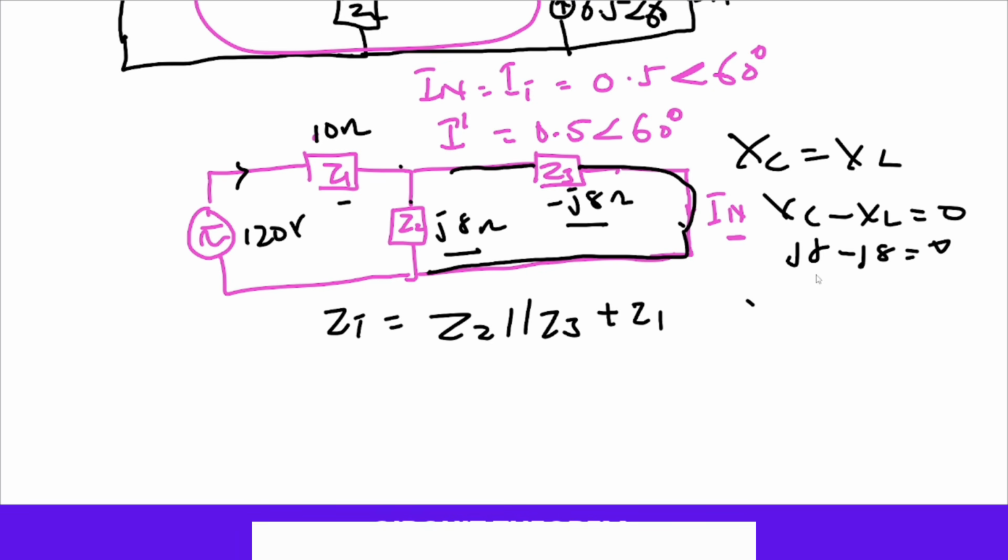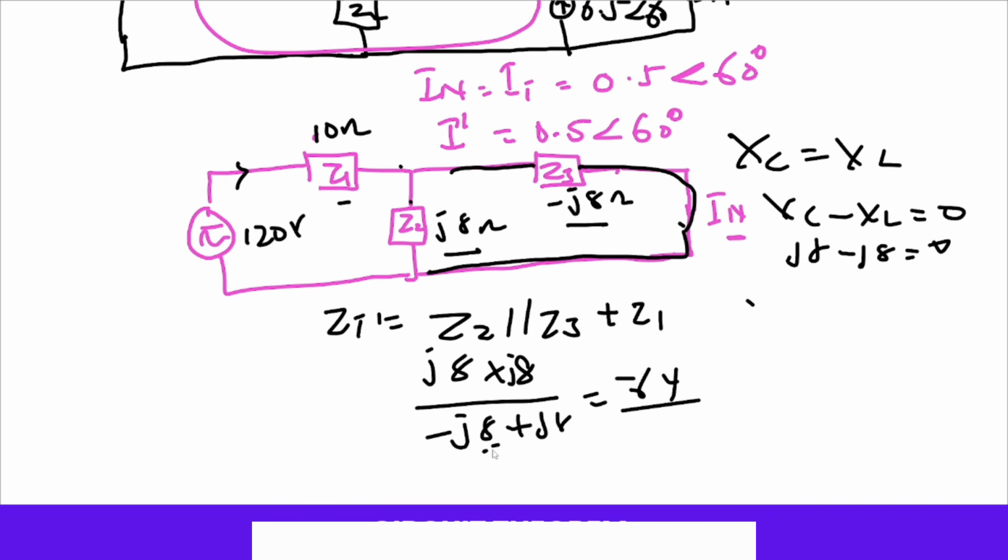And when it happens that way, if it's a parallel circuit, it's going to form a very large impedance, which is more or less like an infinite impedance. So let's do it and see. So it means that we are going to have this parallel, which is J8 times minus J8, that's product over sum, over J8 minus J8. That will give us 64 over 0. You can see clearly.